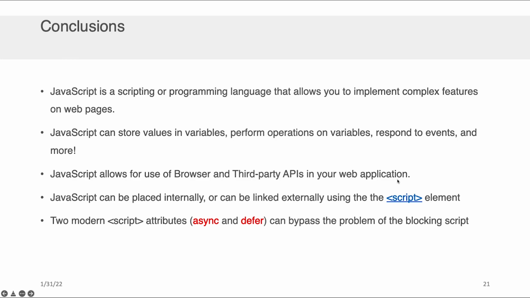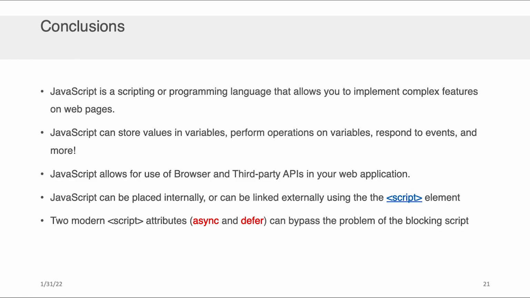The main thing I want you to get from this component of the lecture is that JavaScript is a scripting programming language, and it allows you to implement the more complex features that you see on the web. JavaScript can store values in variables, it can perform operations on variables, it can respond to events, and a lot more that we'll talk about here in a minute. JavaScript also allows for the use of browser and third-party APIs in your web application, and actually those browser APIs are, in my opinion, what really makes JavaScript super powerful.